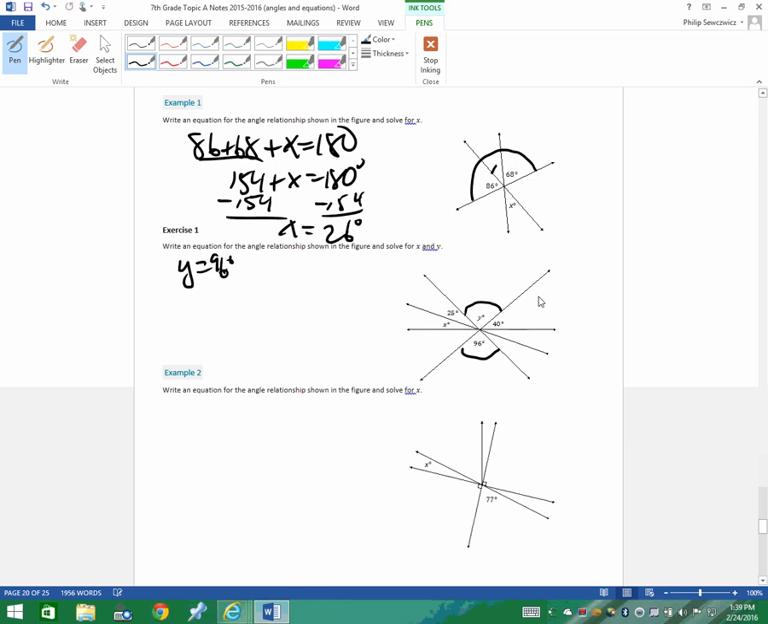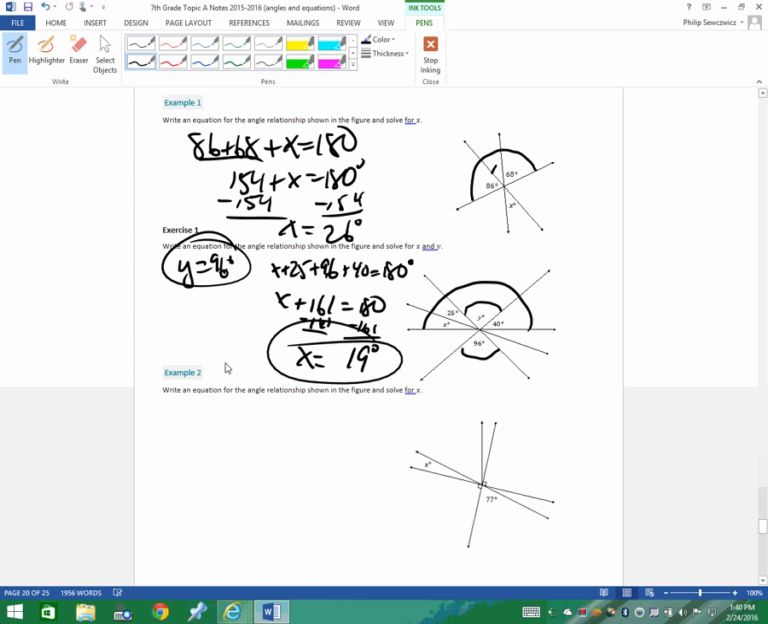Absolutely. So now that I know that, I can use my supplementary. So x plus 25 plus the 96, because y is 96 because of vertical angles, plus the 40 has to result in 180 degrees. Add that up. We should get 161. Subtract your 161 from both sides, and x is going to result in 19 degrees. That solves for y, and it ends up solving for x.